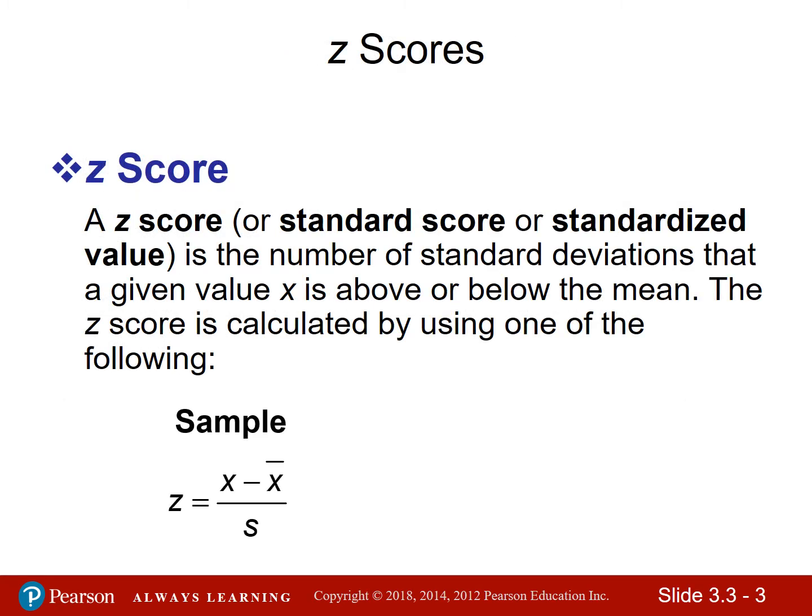So you can see here this is forming x minus x bar divided by s. If the value is smaller than x bar, smaller than the mean, the z-score will be negative. But if the value is higher than the mean, the z-score will be positive, right? So that's what it means here.